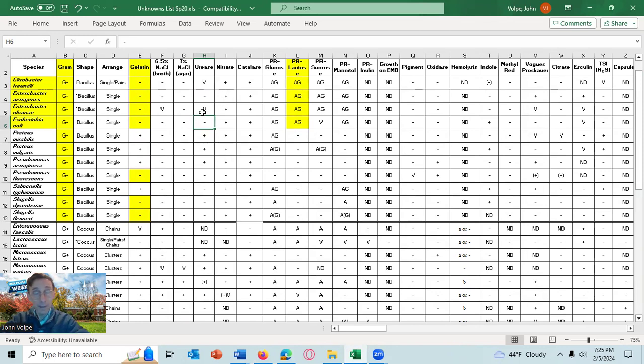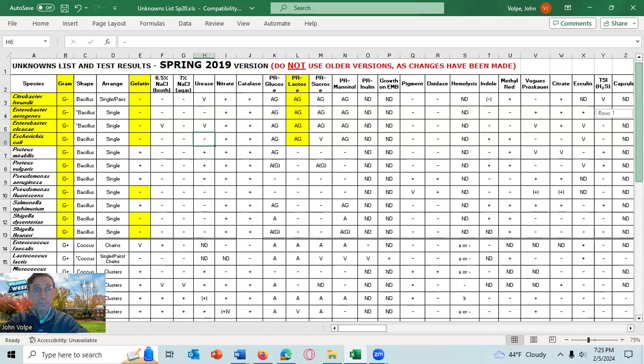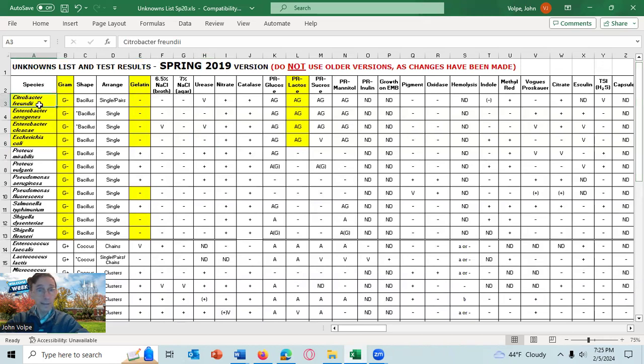What does the V mean? V means variable. The results could be variable. So sometimes in the urease test for Citrobacter freundii, the urease test can be positive. Sometimes the urease test could be negative. So V means you have to record that as both positive and negative. And so if you wanted a positive result, obviously the V would be included.